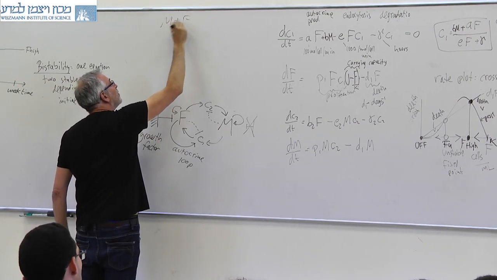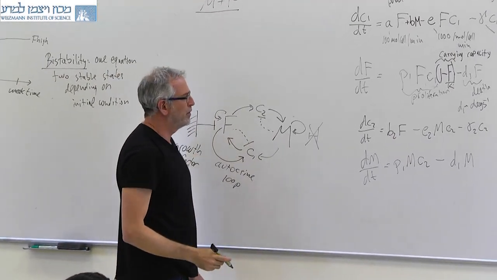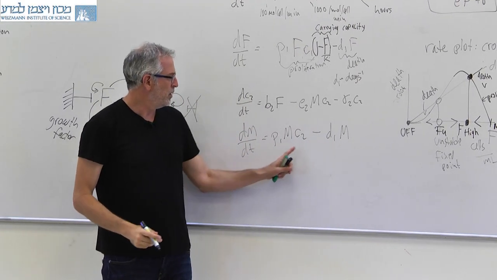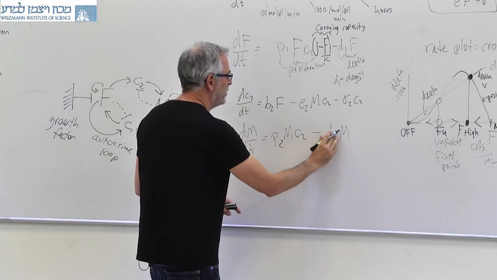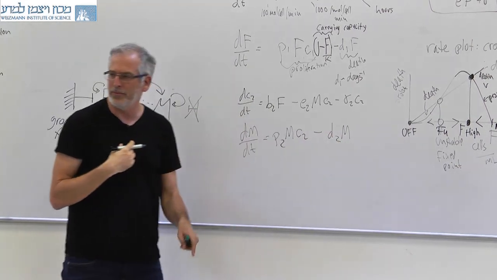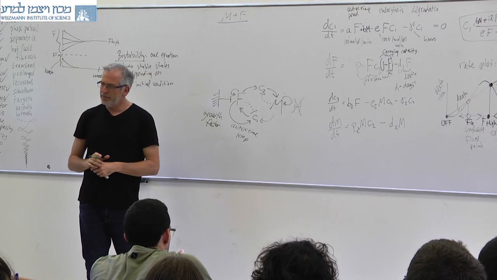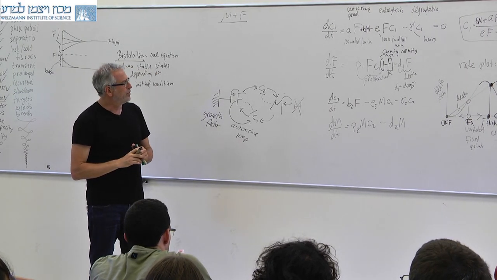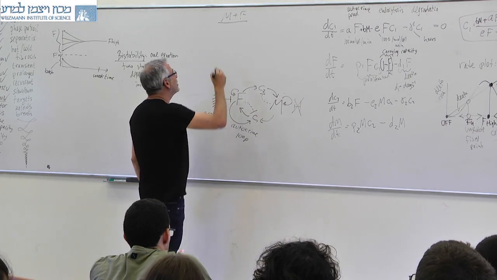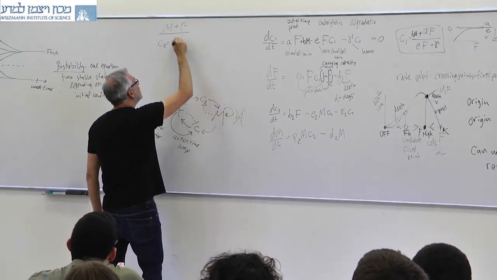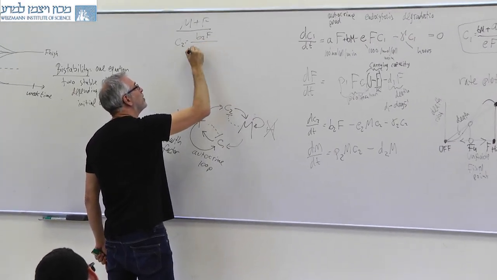Is the death rate equation the same for MF? Yeah, you're right. Thank you. So that's just a typo. But they're similar. So let's calculate C2 at steady state. C2 is just going to be the production divided by the removal.